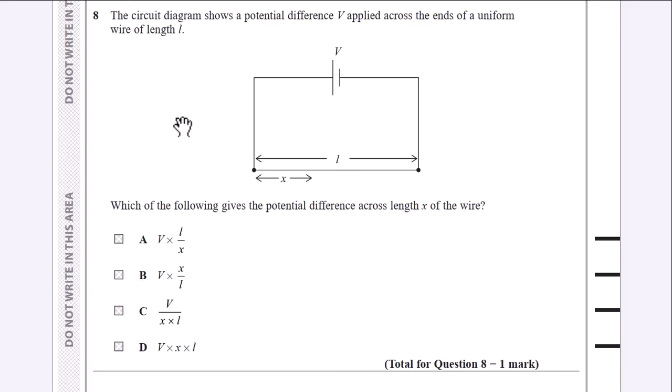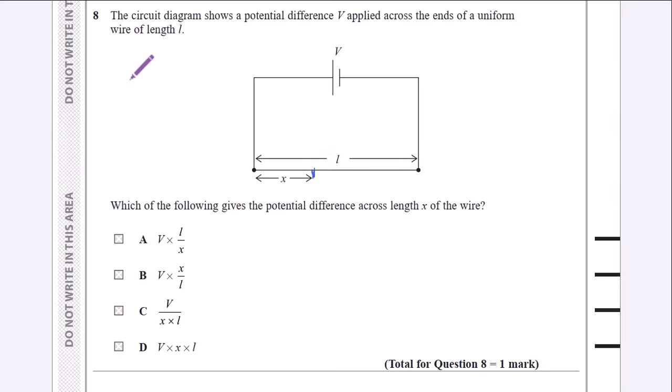Okay, so for question 8, the circuit diagram shows a potential difference V applied across the ends of a uniform wire of length L. Which of the following gives the potential difference across length X of the wire? So this is a question of potential divider. We all know in series the PD gets shared according to the ratio of resistance. And guess what? Resistance is proportional to the length. So PD also gets shared according to the ratio of length.